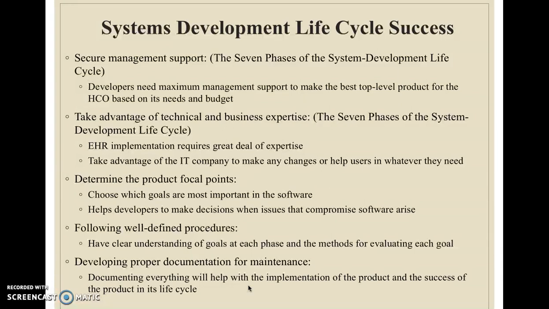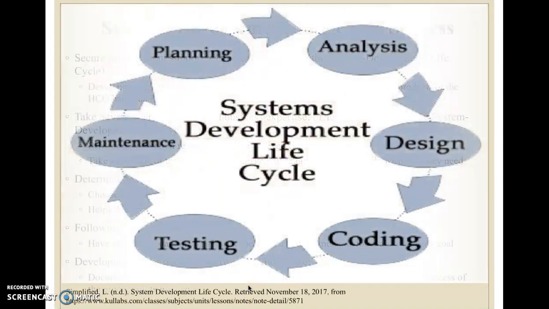There should be well-defined procedures and everyone should have a clear understanding of the goals at each phase of the cycle and the methods for implementing each goal. It is important to document everything that is done in the implementation so that the product succeeds in its life cycle. This is just a little picture that shows the systems development life cycle: the planning, analysis, the design, coding and testing. Coding is done more for when it is developed specifically for someone, the testing and the maintenance.